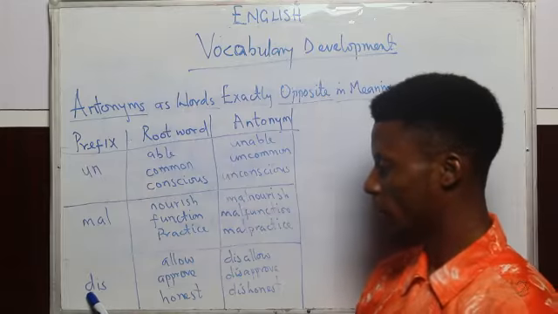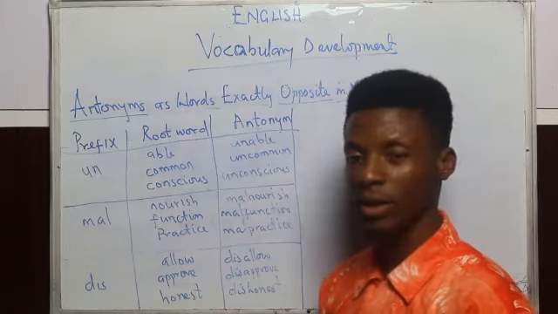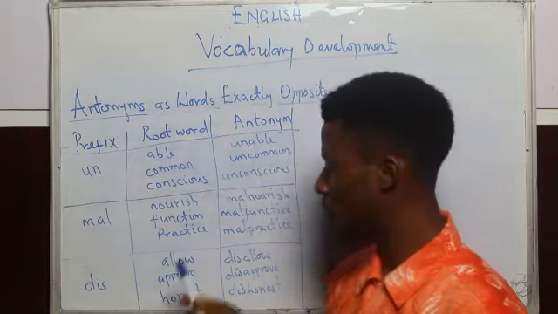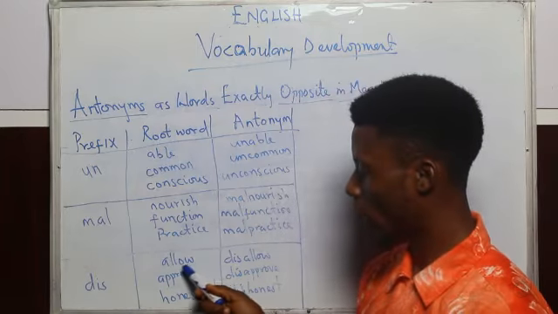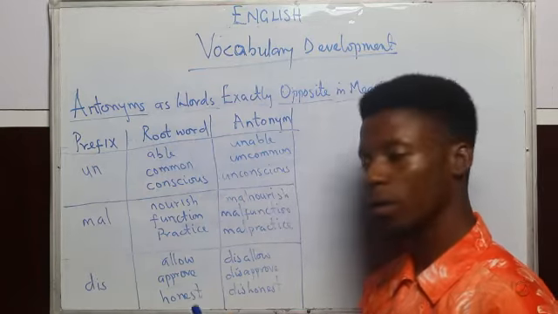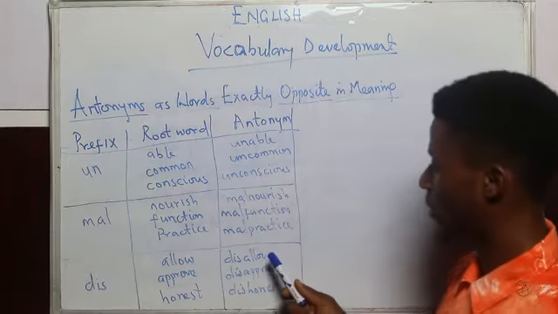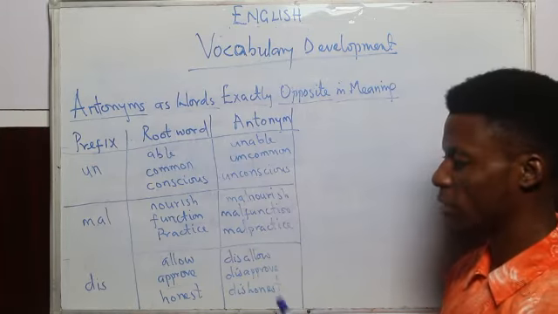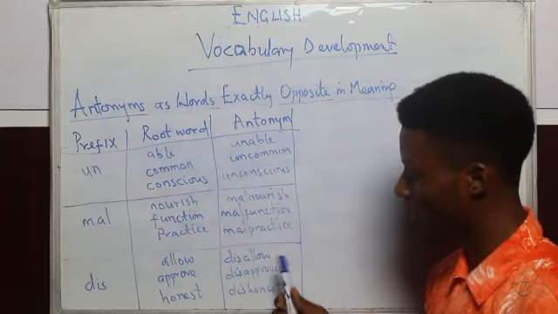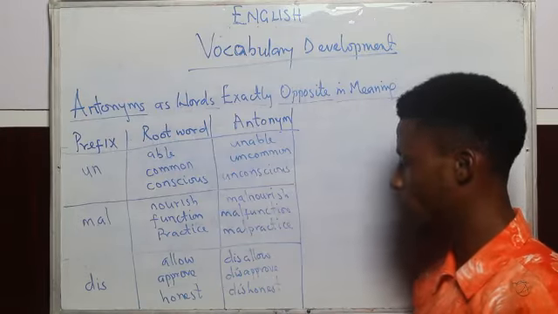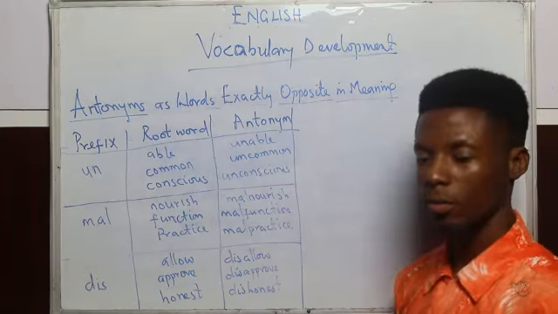Also here we have the prefix dis. The root words we have are allow, approve, honest. By adding the prefix, the antonyms we derive are disallow, disapprove, dishonest.